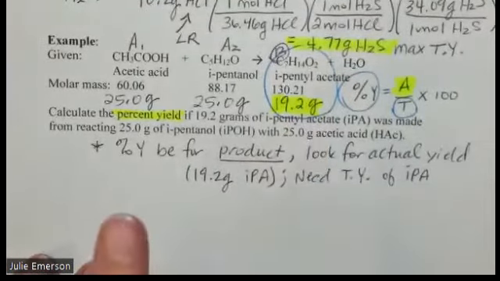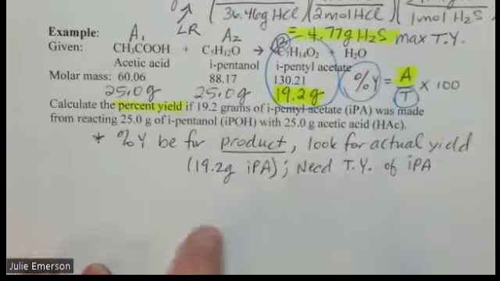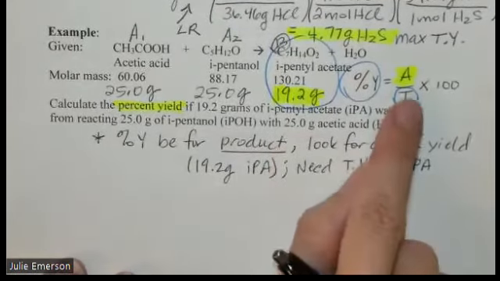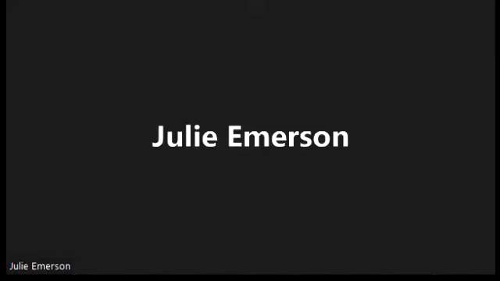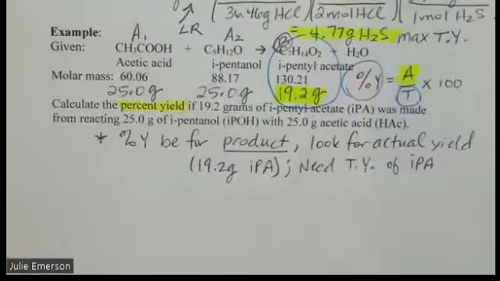Just like we did in the last example, we circle the smaller, right? Because that tells us the limiting reactant. And those calculations are going to tell us the theoretical yield. And then what I can do at the end here is compare that to the actual yield that I got, which was given, sorry, the 19.2 grams.